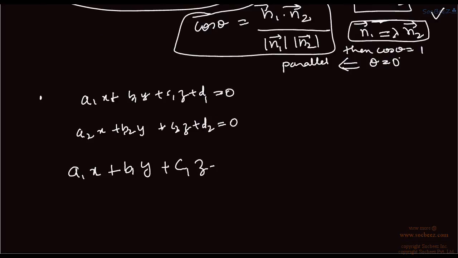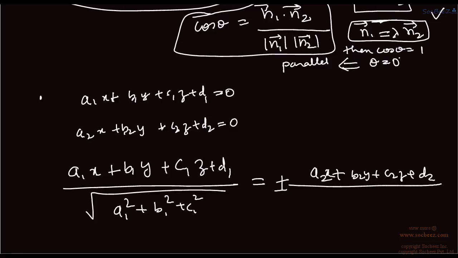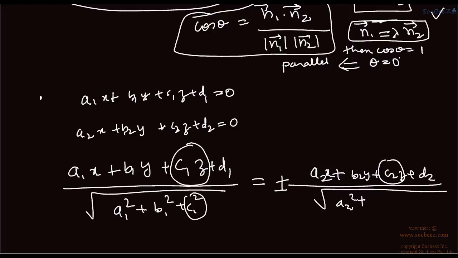Just place the first plane divided by the root of a1 square plus b1 square plus c1 square. Just like the straight line formula, this can also be remembered: a2x plus b2y plus c2z plus d2 over the root of a2 square plus b2 square plus c2 square. In that case, this element was not there, which we are including here. So that's the difference. Otherwise, it is the same.